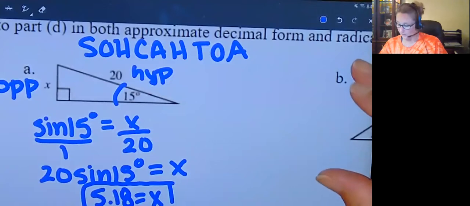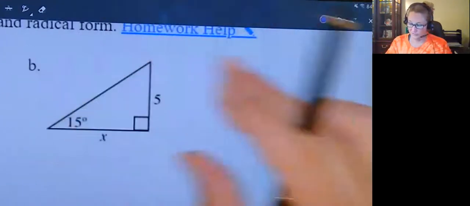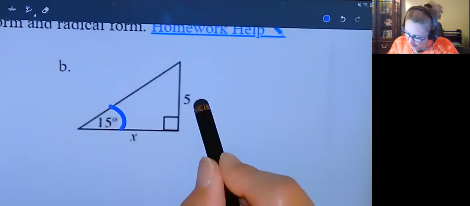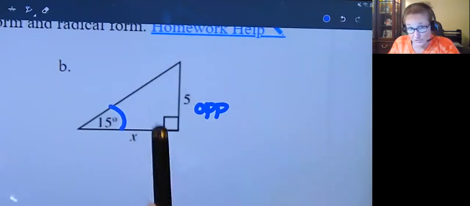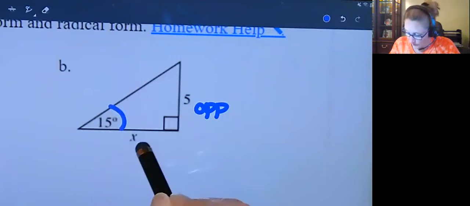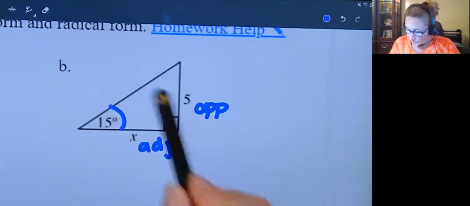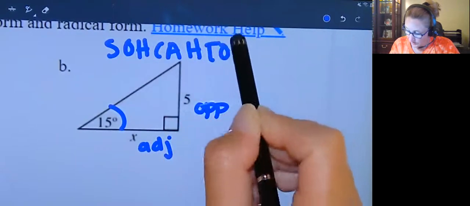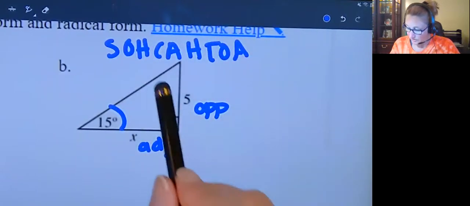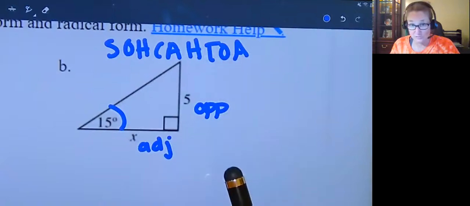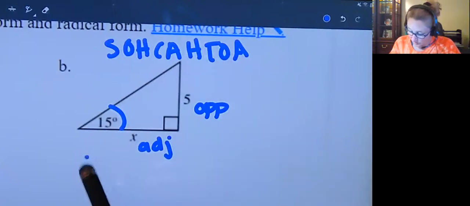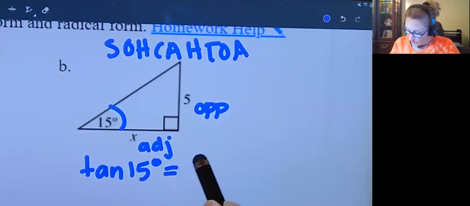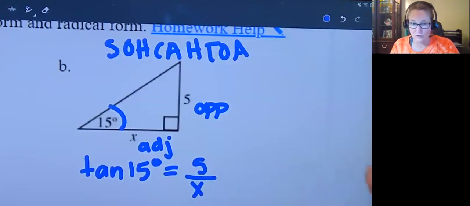On letter B, this one's also 15 degrees. I'm coming from this side. This is opposite. This one would have been my hypotenuse across here. So this one is my adjacent. And so again, SOHCAHTOA. This is going to be opposite and adjacent, which is tangent. So I'm going to be doing tangent. So I'm going to do tangent of 15 degrees equals opposite, which is 5, over adjacent, which is x.